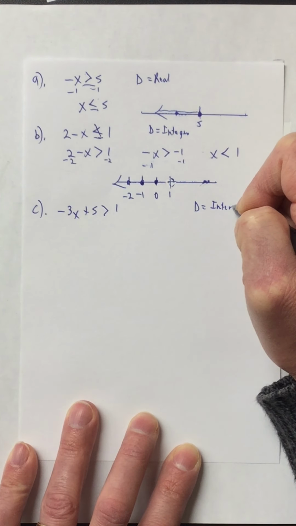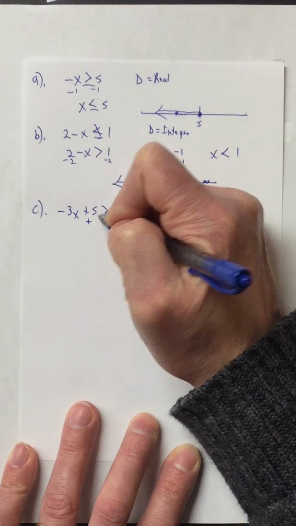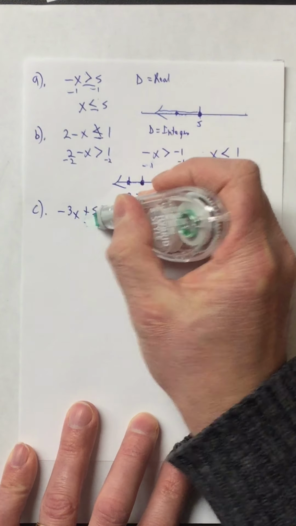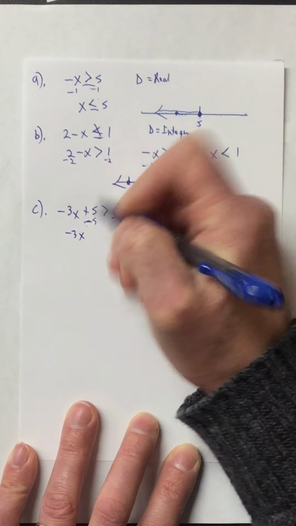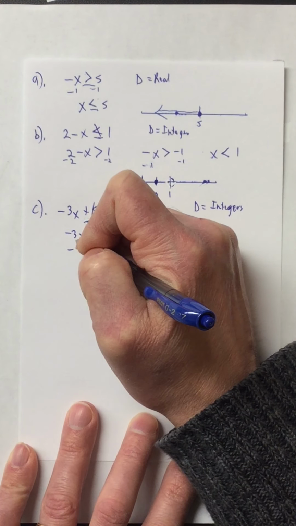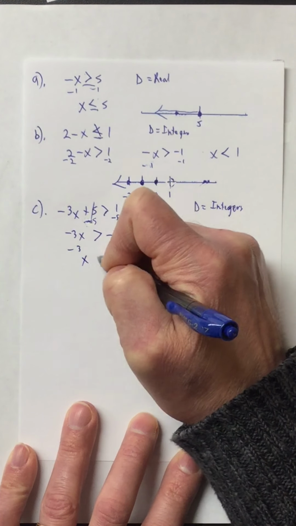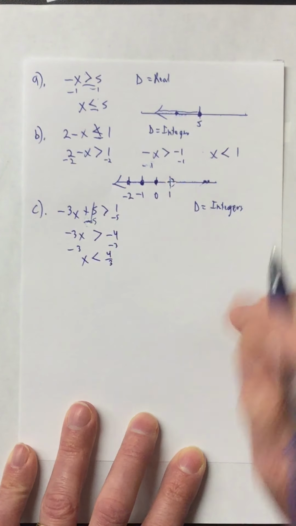There we go. So, all right, let's subtract 5 from both sides. Try to get that away from the x. So I got -3x, that cancels, is larger than -4. Then I'm going to divide both sides by -3. So x is anything, remember that flips, less than 4/3.